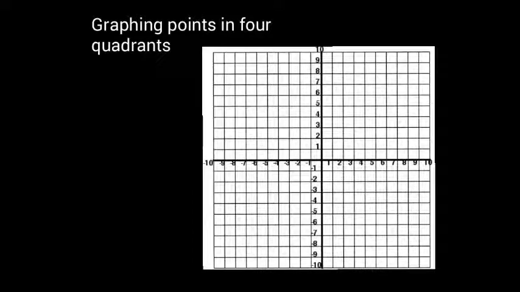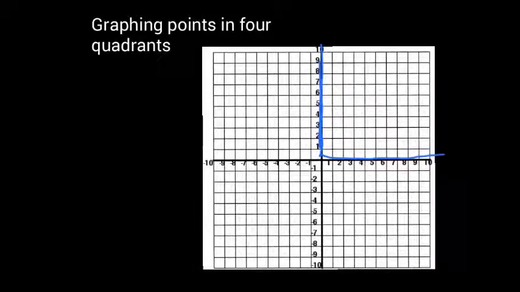Alright, let's talk about graphing points in 4 quadrants. When you first learned about graphing, all you really saw was this part of the graph. It's kind of like an L or something. And everything was positive. To the right was positive and up was positive. And then you learned about negative numbers. Negative numbers involve basically the rest of the graph.